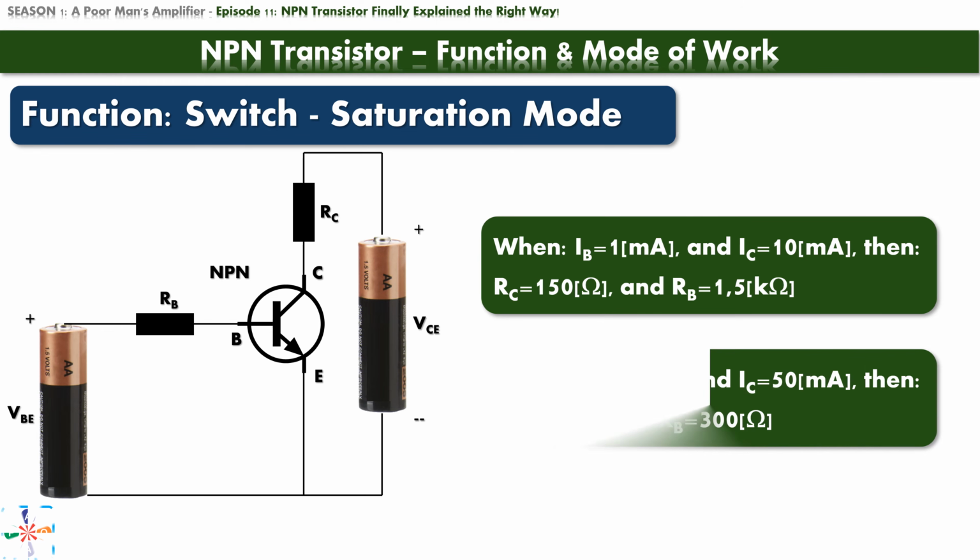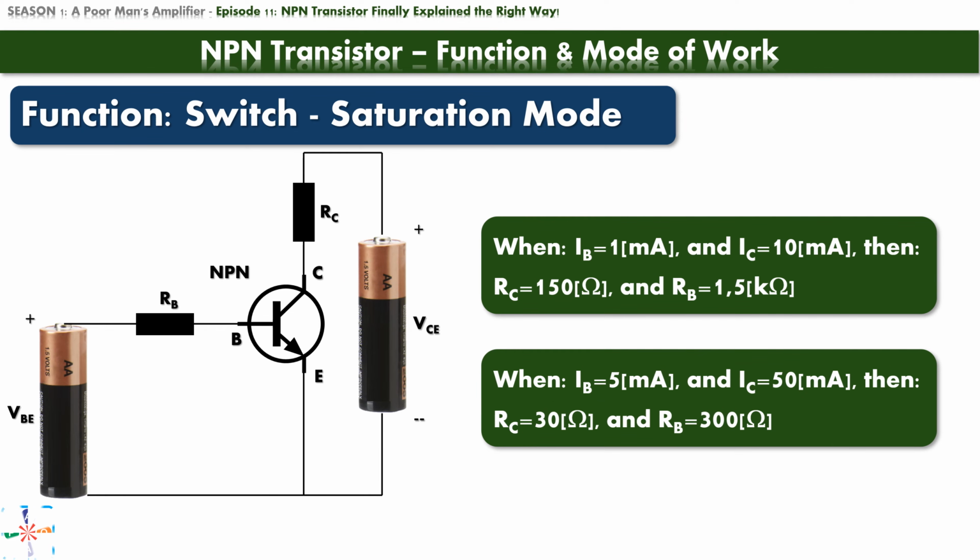For the second case, we have values for base and collector current of 5 and 50 mA respectively. Plugging in the numbers, we get R_C equals 30 ohms, and R_B equals 300 ohms. Let's draw an equivalent schematic for this scenario.